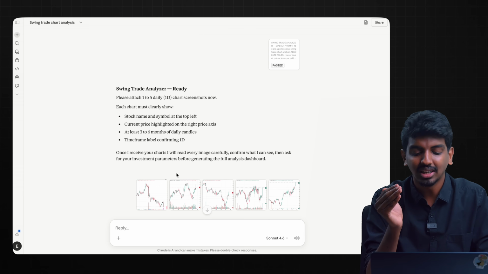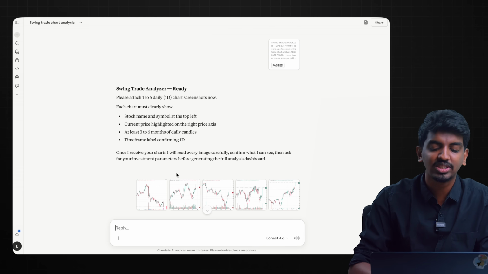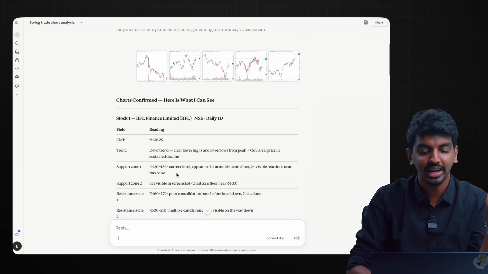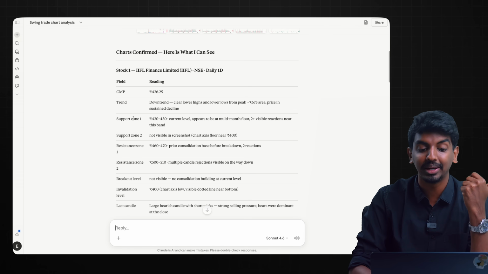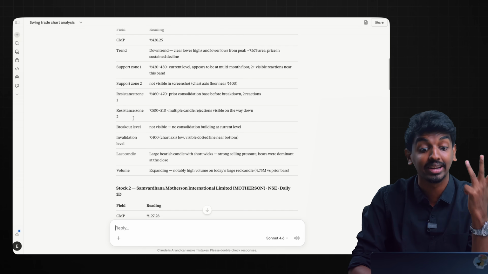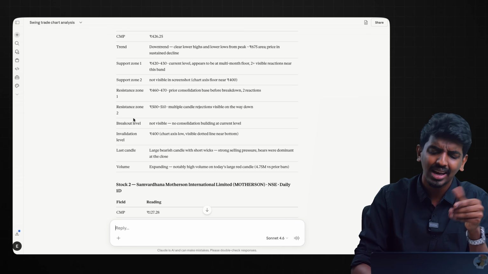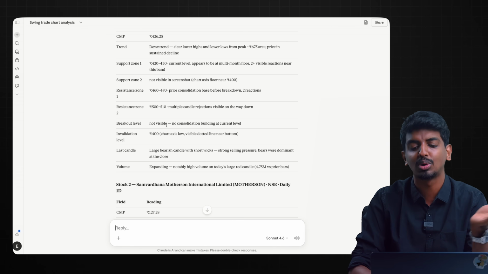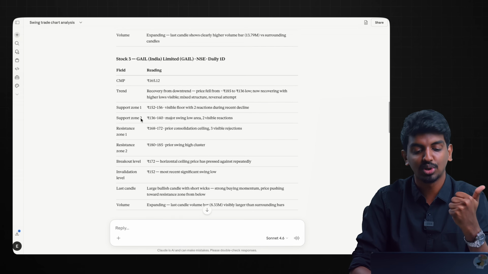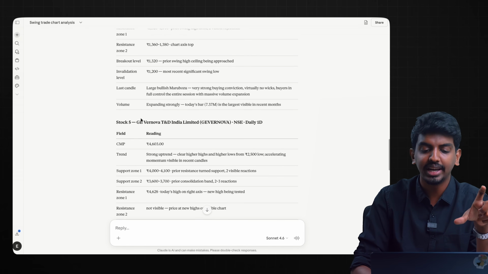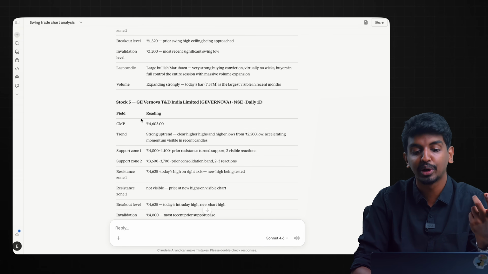After uploading the charts, the companion will give you a small gist of each of these stocks, right? So you can see I've given IIFL Finance, it's getting the correct CMP, the correct trend, the support zones, the resistance zones, and breakout levels. It is saying that not visible, no consolidation building at current level. So you can see the same analysis for the next 4 stocks also. You can see Dr. Reddy, I've given GAIL, I've given GE Vernova.